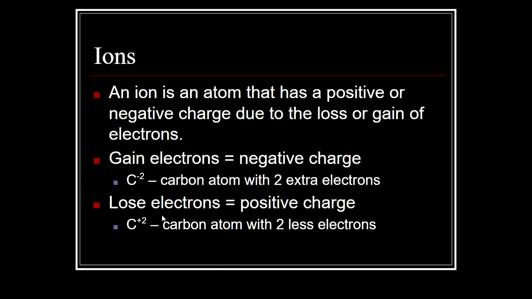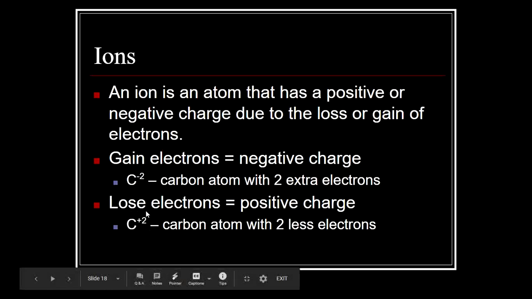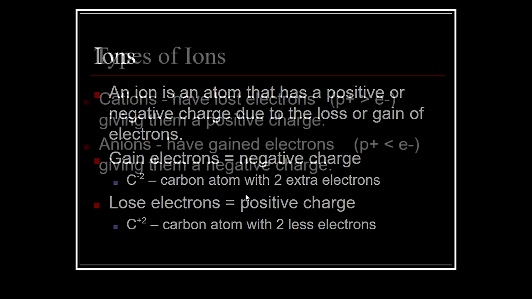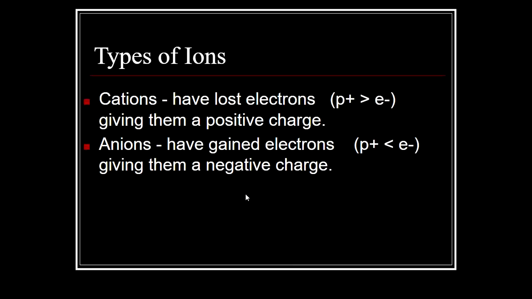So carbon normally has 6, so a carbon with a -2 means now it has 8 electrons. A carbon with a +2 means now that it has 4 electrons. We name the ions based on their charges. A cation is an ion that has a positive charge. And I always remember it because that t is like a positive sign. Then anions are atoms that have gained electrons and they now have a negative charge.